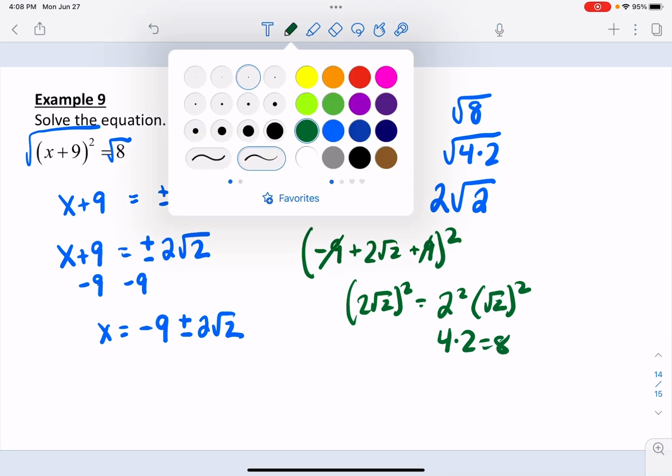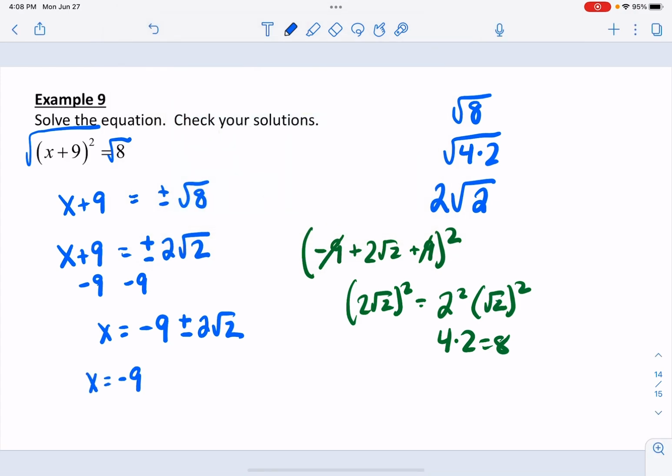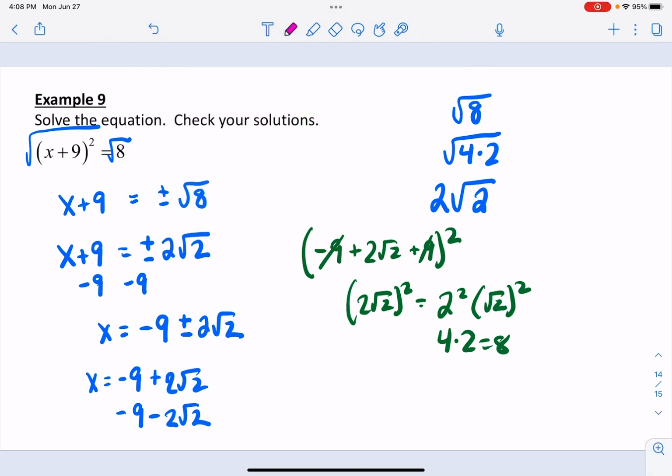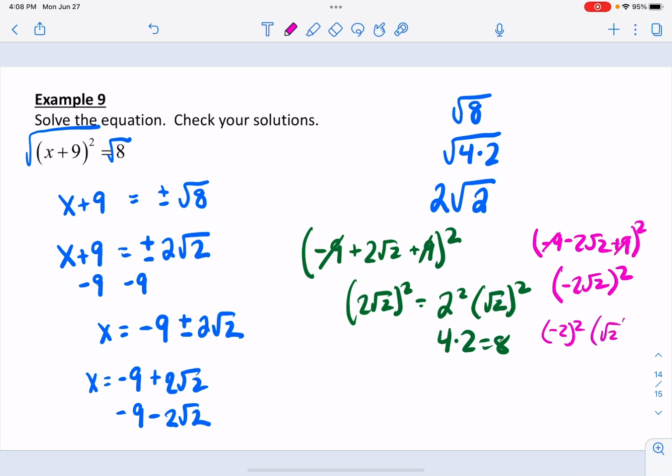Something I also want to highlight is you really have two answers here. You have negative 9 plus 2 root 2, and then you have negative 9 minus 2 root 2. Now, if I were to plug in negative 9 minus 2 root 2, let's do it in this pink color that I like. I would have negative 9 minus 2 root 2 plus 9 squared. Those 9s cancel, so now I have negative 2 root 2 squared. So I have negative 2 squared times root 2 squared. Well, that turns into 4 times 2. And again, that's 8.